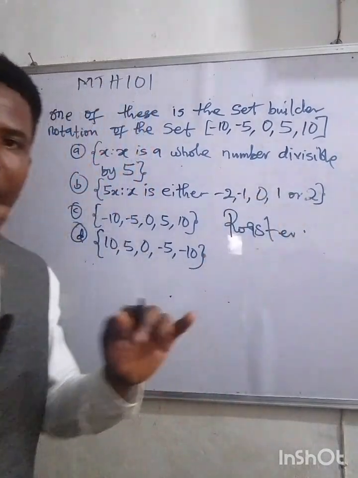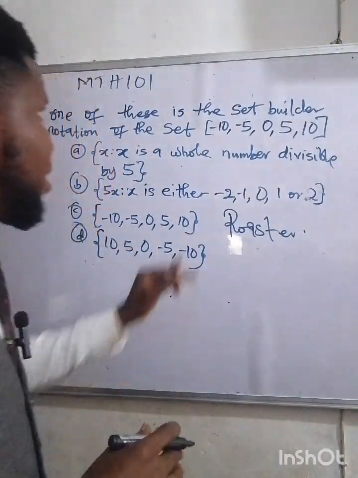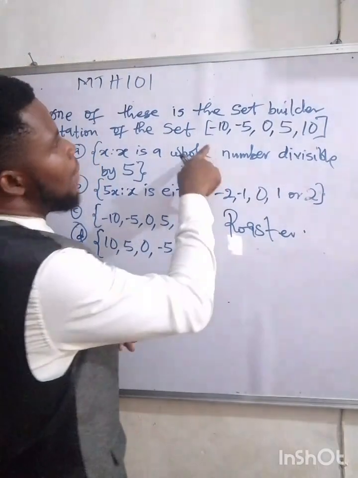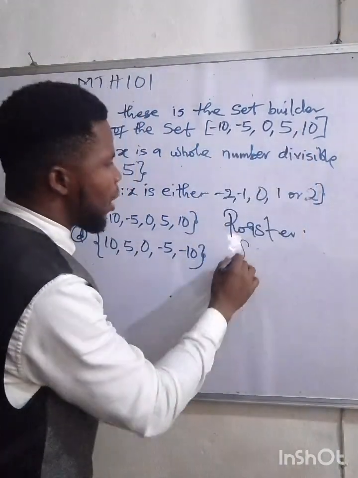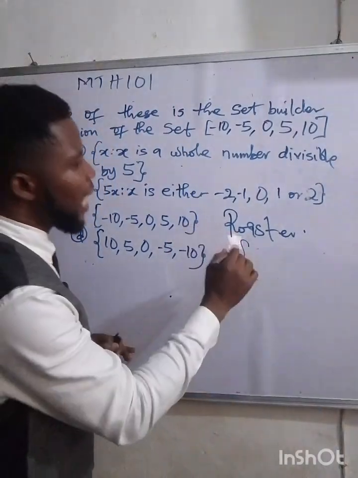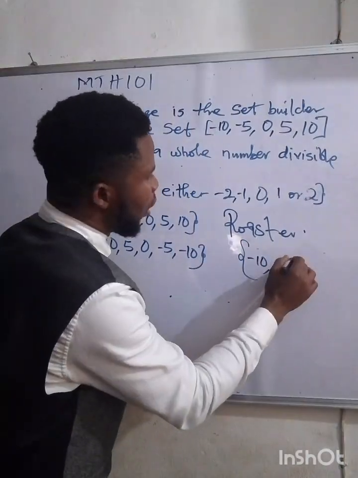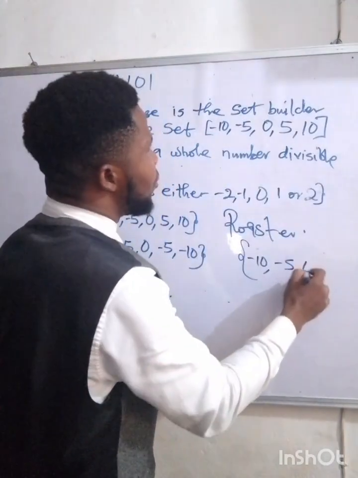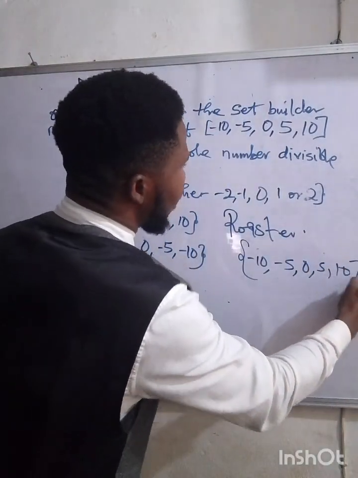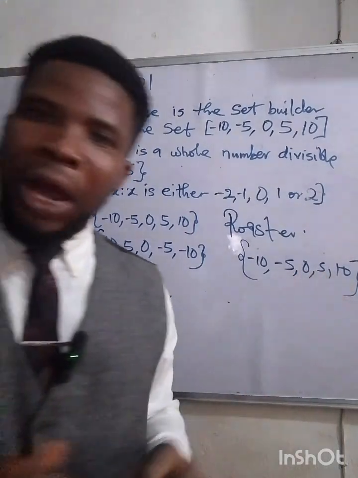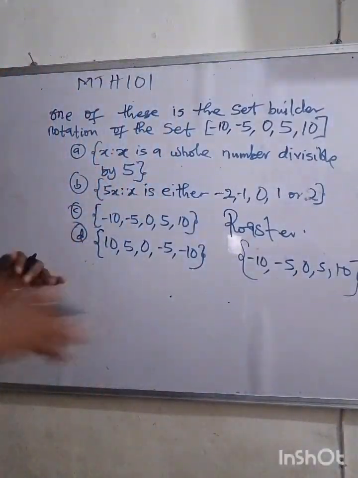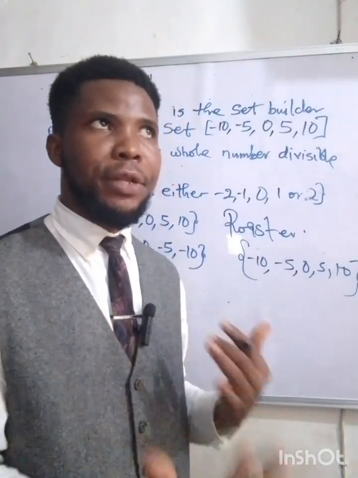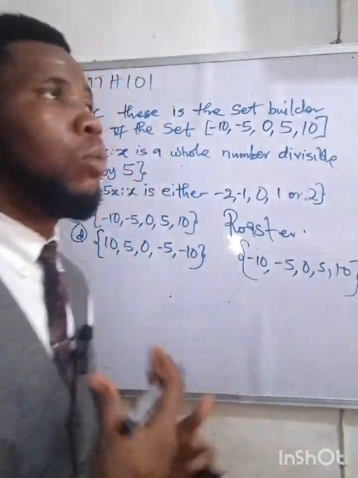Now, let's explain the roster method by presenting these elements in a set, alright? The roster method of presenting this is that I'm going to use my curly bracket and write out all the elements that belong to that particular set. So what are the elements? Minus 10, minus 5, 0, 5, and 10. So remember, you're using your curly bracket. Now, the set builder notation is a kind of statement, representing what we're talking about.